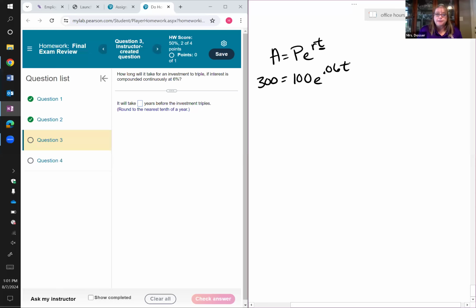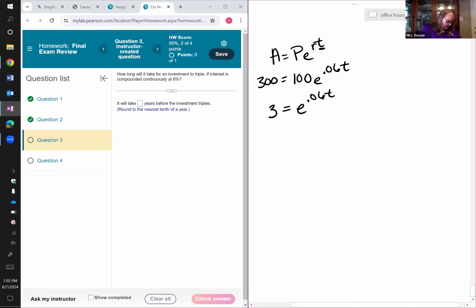So here we do have an exponential because the variable is in the exponent, and it's an exponential multiplied by a number. So we need to get the exponential by itself by dividing both sides by that number first. Here I'm multiplied by 100, so I'm going to divide both sides by 100. And notice when I do, I end up with 3 is equal to 1 times, or just E to the 0.06 times T, because multiplying by 1 doesn't change anything.